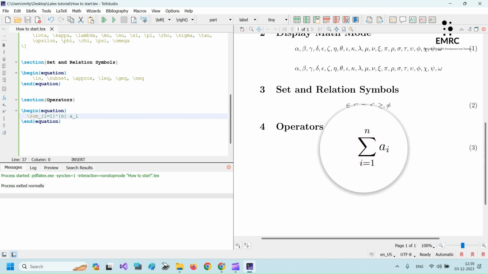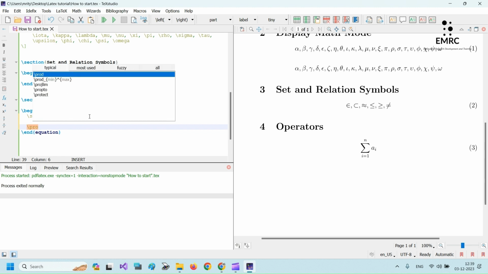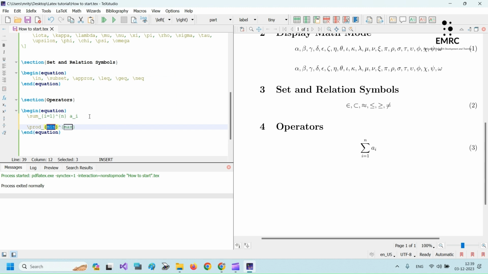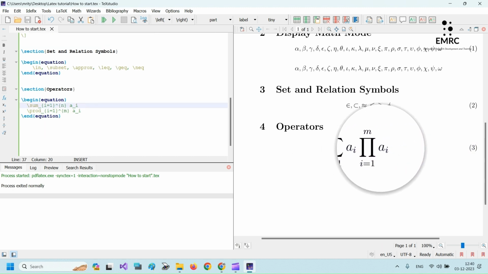So this is summation from i equals 1 to n of a_i. Similarly, you can write it as a product, from minimum to maximum, same thing. i equals 1 and maximum, suppose m, then a_i. You can see product from i equals 1 to m of a_i. These are the various operators.